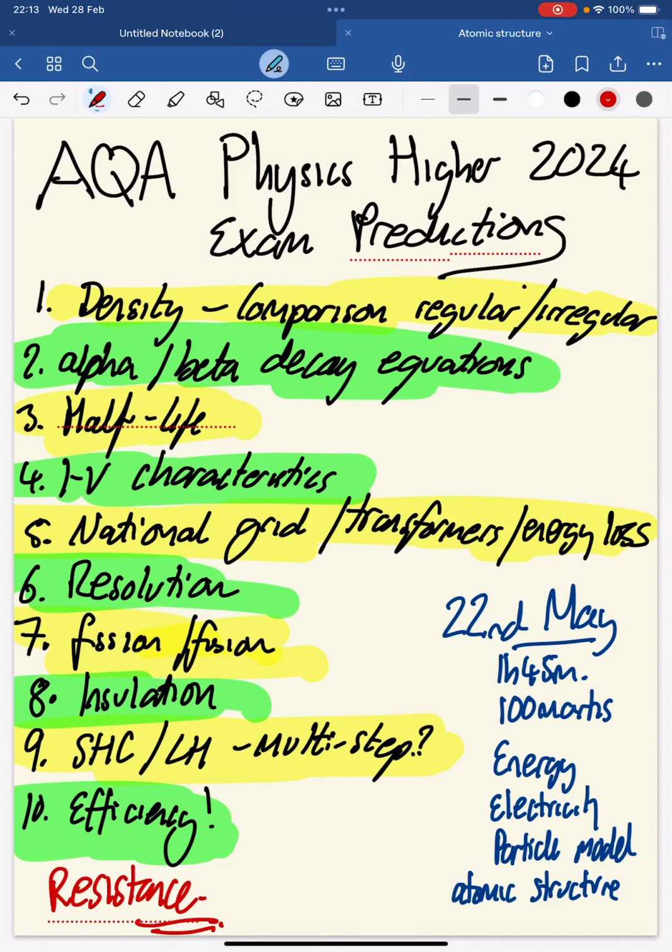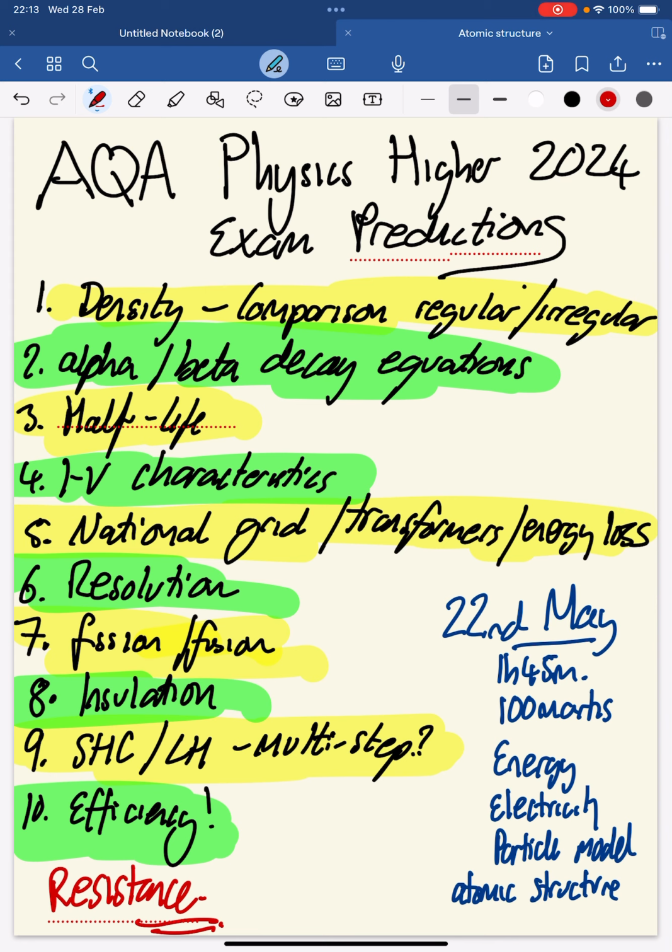Hello, so these are my predictions for this summer's 2024 physics higher paper. This paper is on the 22nd of May. Reminder, it's 1 hour and 45 minutes. It's worth 100 marks and it covers the topics of energy, electricity, the particle model and atomic structure, and radioactivity.